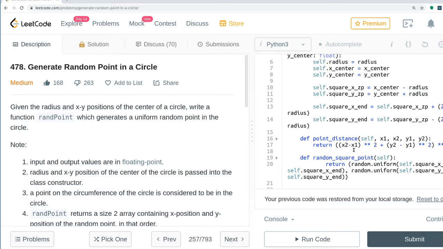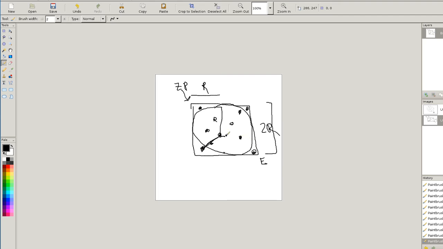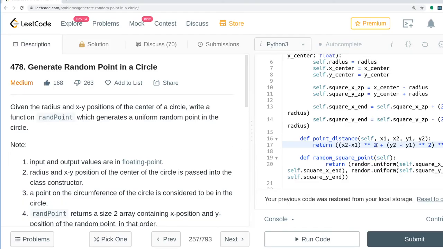You can calculate the distance between 2 points in a Cartesian plane using this formula, which is x2 less x1 squared plus y2 less y1 squared, and that whole quantity raised to the half power, or another way of saying that would be the square root of that whole quantity. So that will just tell you the distance between 2 points. If the distance between those 2 points is less than or equal to the radius, it's within the circle. If the distance is greater than the radius, it's outside of the circle.